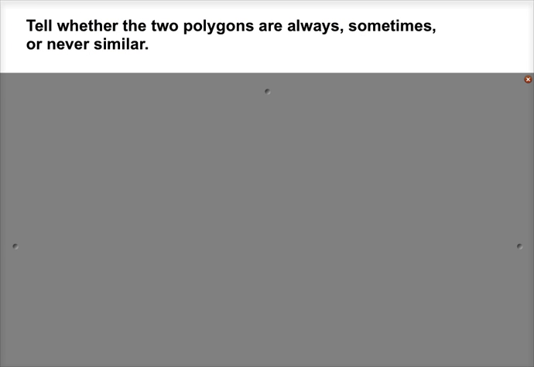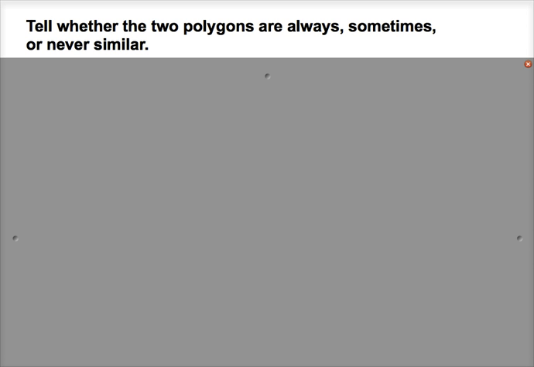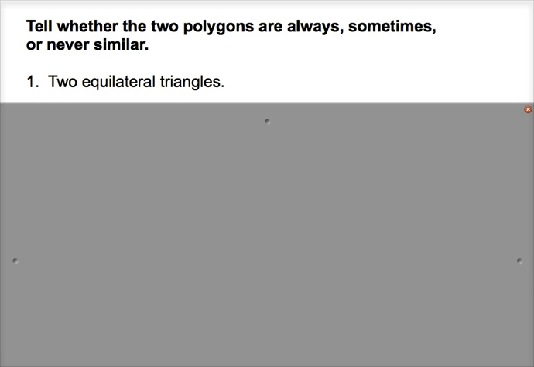Tell whether the two polygons are always, sometimes, or never similar. So I'm looking for the angles to be exactly the same and the sides to all be in proportion. Number 1, two equilateral triangles. So let's just draw two and see what happens. So here's two equilateral triangles.